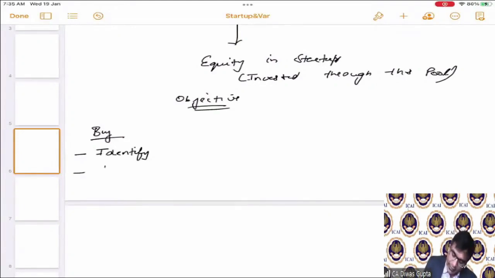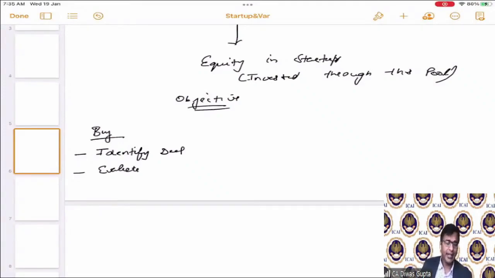Then they will evaluate the deal. Identify deal. Deal means which startup to invest in. So startups will generally go and pitch in the form of a presentation. Correct, that this is their idea, this is the new thing that they are going to do, this much is the market capitalization, this is how they are going to commercialize and realize some amount, or this is the problem statement that they are going to solve.